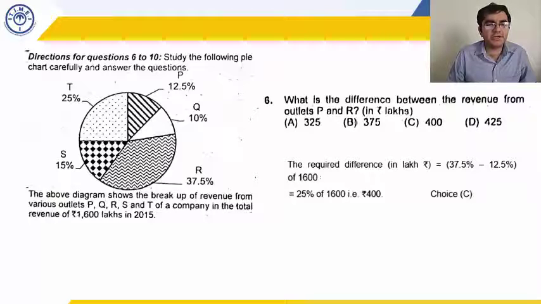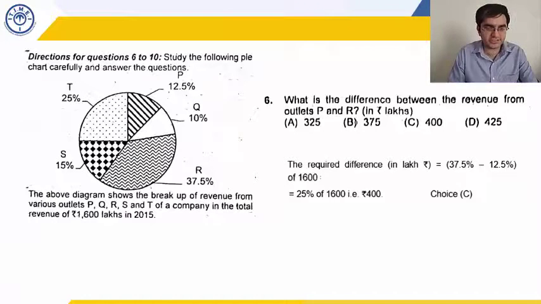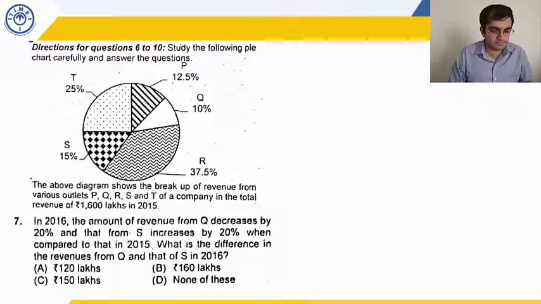So what I want to say here is that you did not need to calculate both separately and then subtract. You just subtracted the percentages. It's like saying 37.5% of 1600 minus 12.5% of 1600, which is equal to 37.5% into 1600 minus 12.5% into 1600. So you take 1600 common and you get 37.5% minus 12.5%. Easy, straightforward. Let's move to the next. Okay, same question, same data. Question number 7.